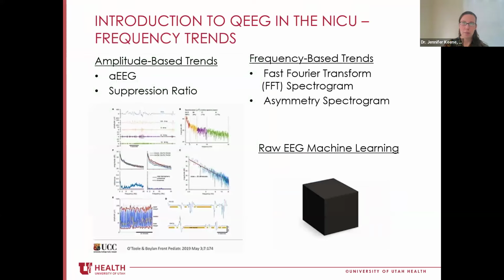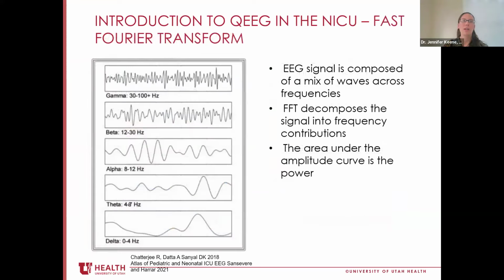Now let's talk a little bit about frequency-based trends. And I am going to do just a little bit of background on how we get them. Don't worry, the math won't last too long. So when we think about a fast Fourier transform, what we know is that our EEG signal that we all know and love is composed of a mix of waves across frequency, and a fast Fourier transform just decomposes that signal into its frequency contributions. And then the area under the amplitude curve for those frequency contributions is the power.